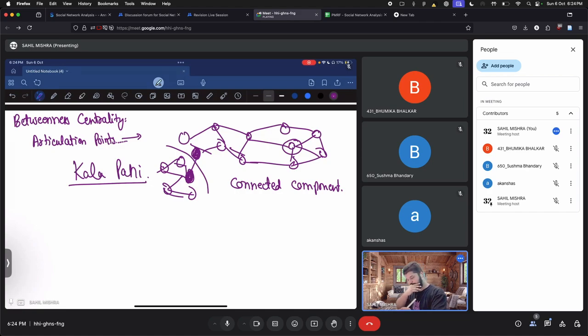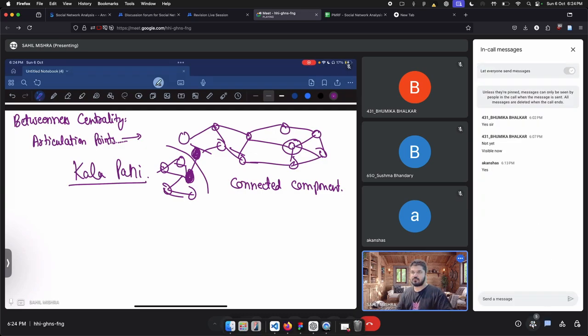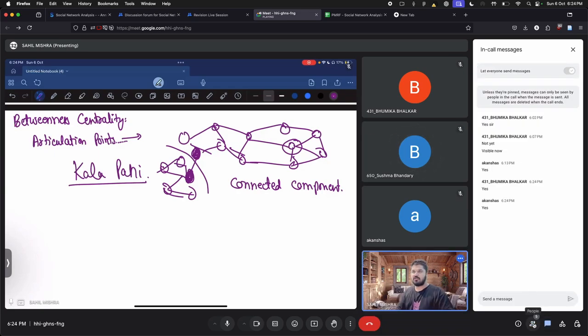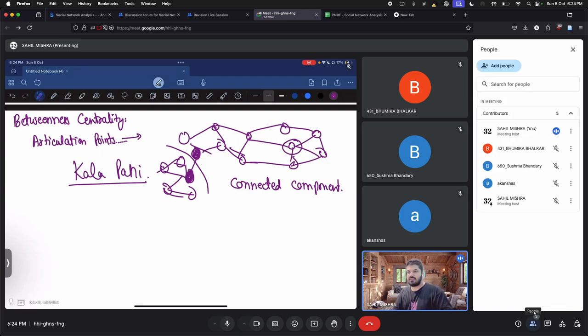Correct? Am I right? You can just type yes or no here. If it's not possible to unmute yourself, you can type here. I just want to know if you're getting the point.